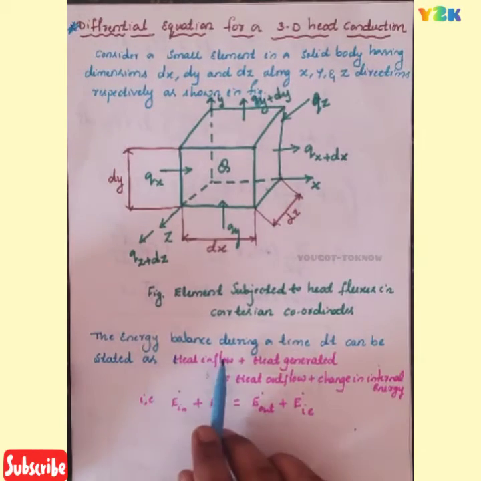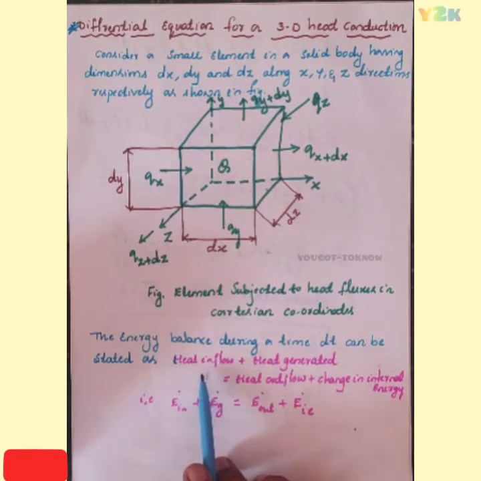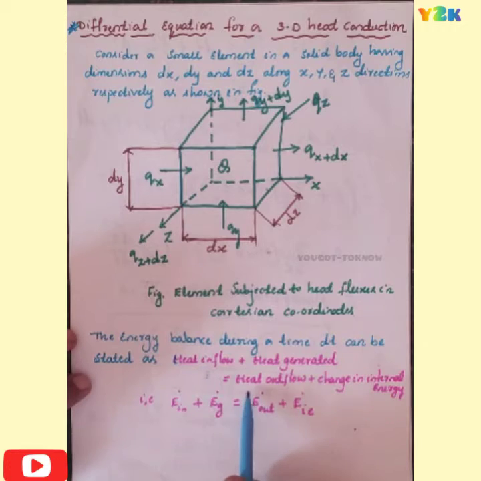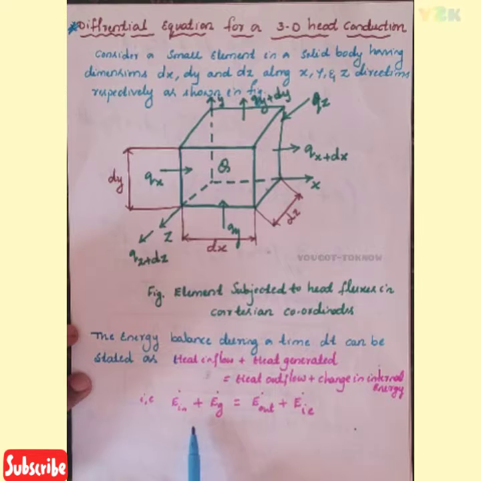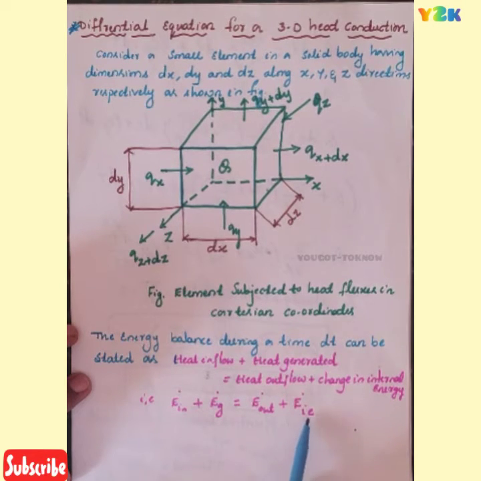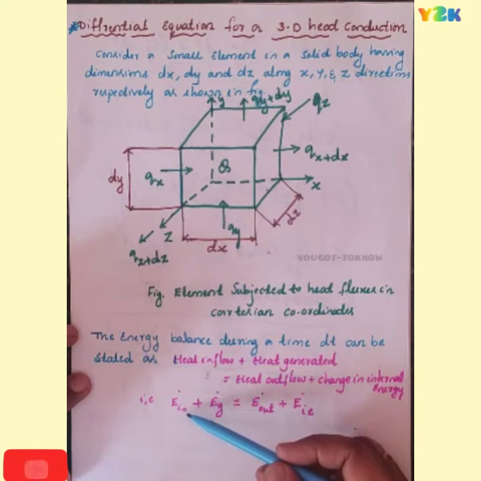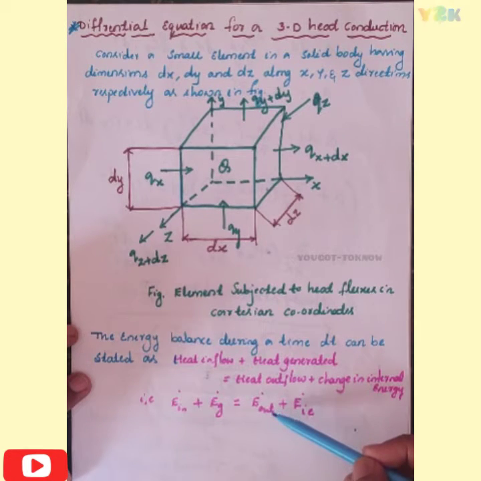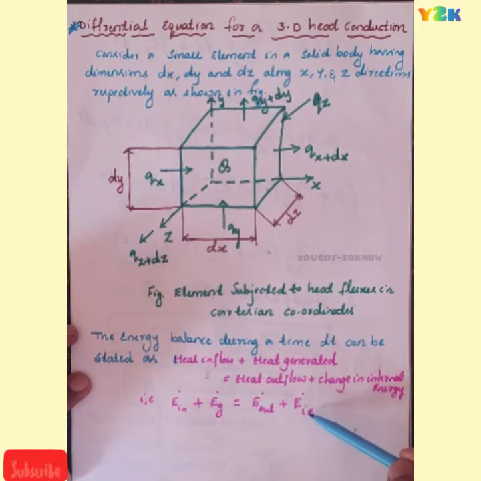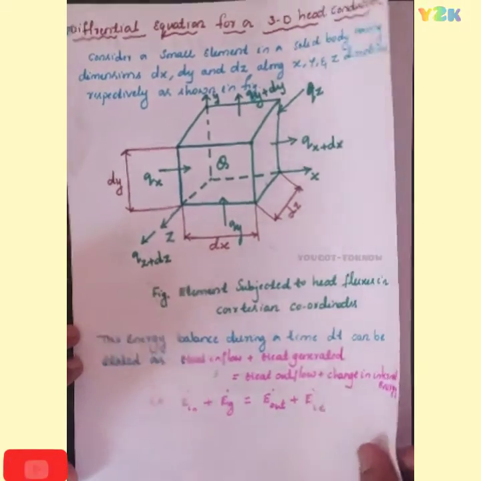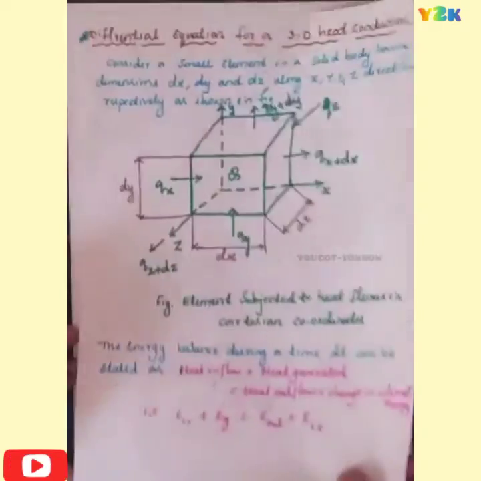First we use the energy balance equation. We know what the energy balance equation is: heat inflow plus heat generated will be equal to heat outflow plus change in internal energy. Same thing I had explained earlier in the previous class, that is E dot in plus E dot G is equal to E dot out plus E dot IE, that is internal energy. E dot in means heat inflow, then heat generated, heat outflow, then change in internal energy. Now consider the equation with respect to time.